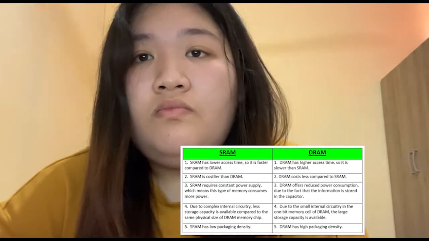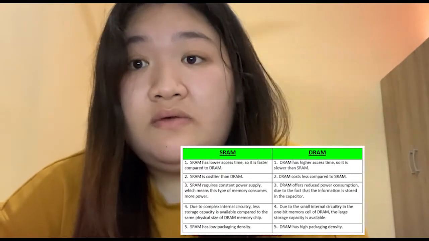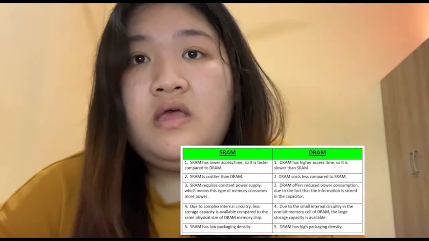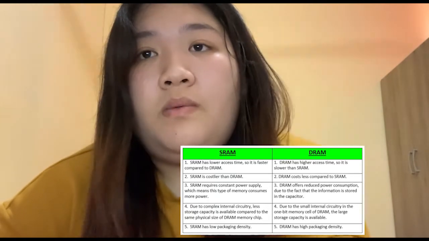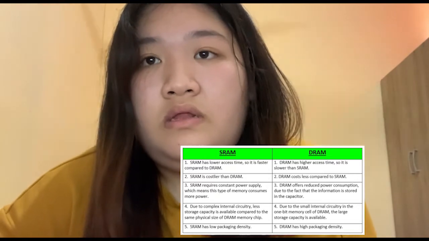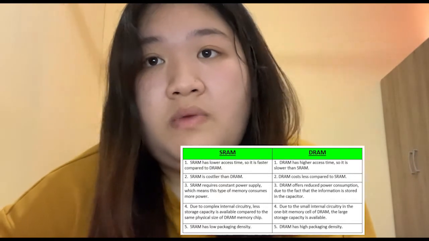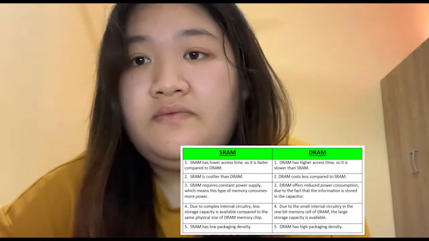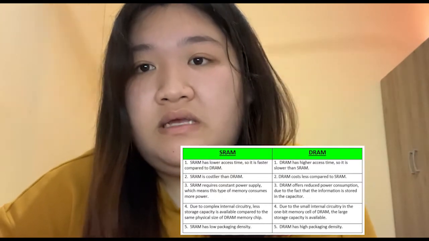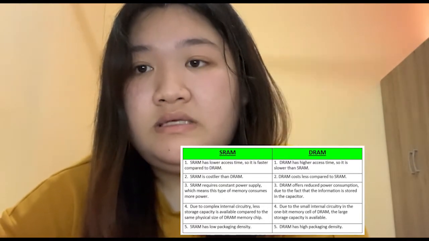And static RAM, due to complex internal circuitry, has less storage capacity available compared to the same physical size of a dynamic RAM memory chip. While dynamic RAM, due to the small internal circuitry in the 1 byte memory cell of dynamic RAM, has a large storage capacity available. And static RAM has lower packaging density. Dynamic RAM has high packaging density.